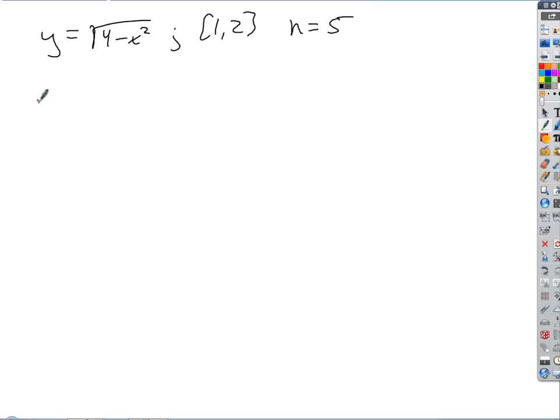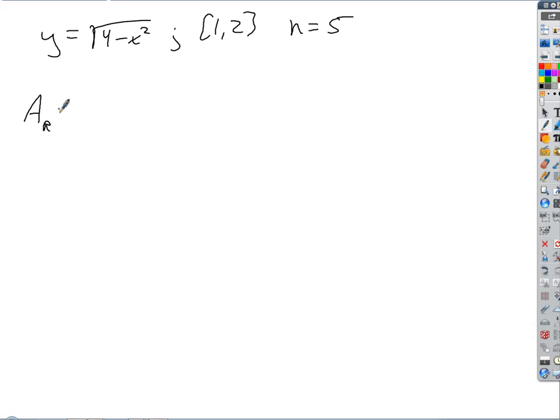Okay, so because it's decreasing, we'll just calculate a left sum and a right sum, and one's going to be bigger, and that's going to be the upper sum, and one's going to be smaller, right? So let's do the right sum first, because that's always the easiest one. So we call that A sub R, didn't we?